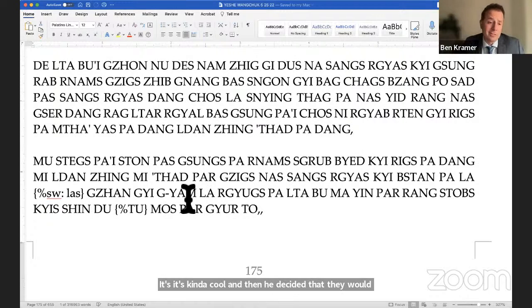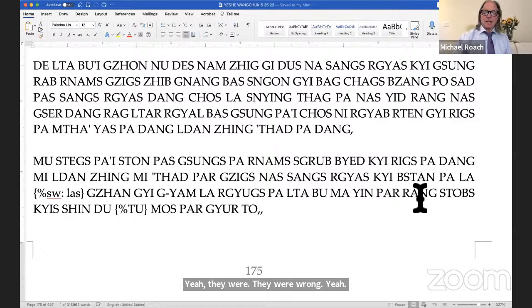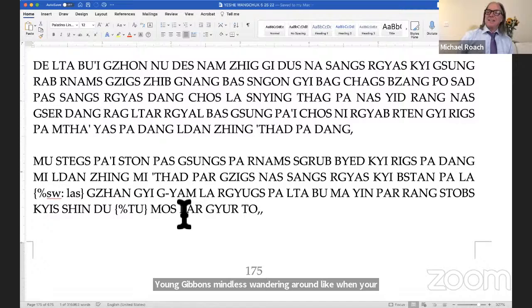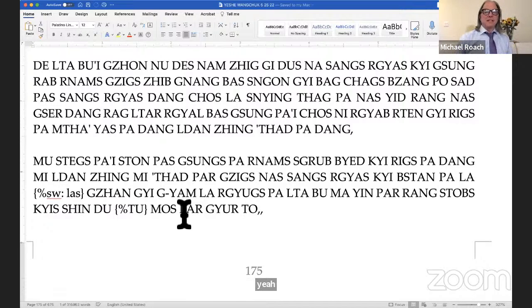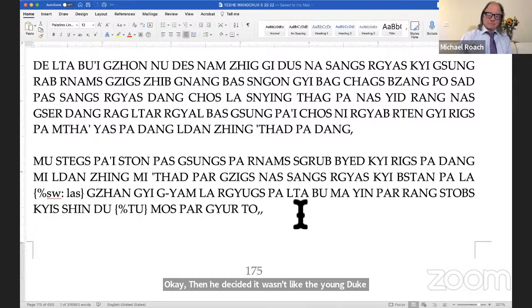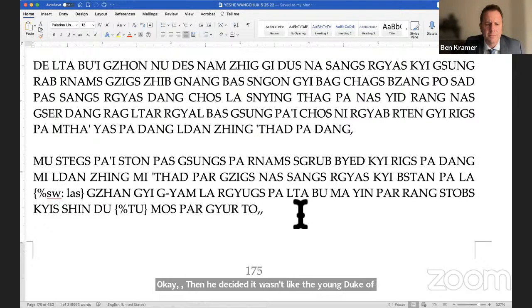And then he decided that they were wrong. And then he saw that the Buddhist teachings weren't like the Yam Gyuk. Yam Gyuk means mindless wandering around, like when your GPS breaks and you're looking for Geshe-la's house. Yam Gyuk means wandering around aimlessly. Then he decided it wasn't like the Yam Gyuk of the other people, like the wandering around of the non-Buddhist teachers' texts.